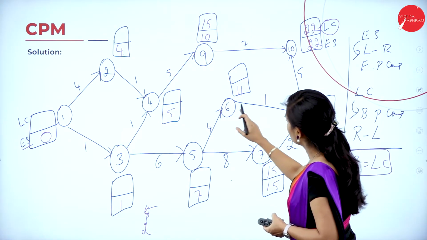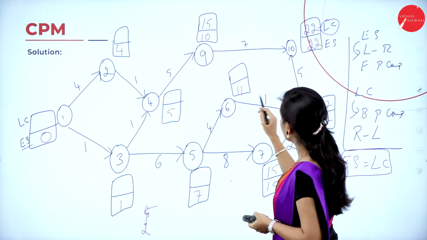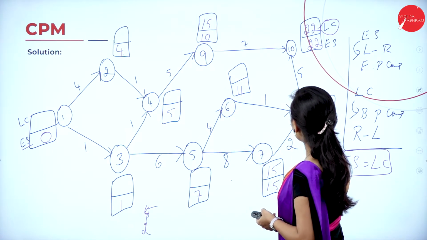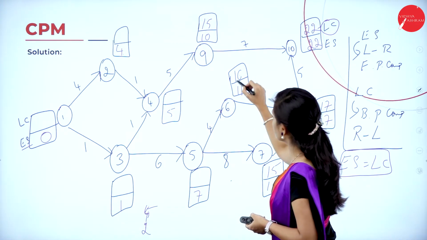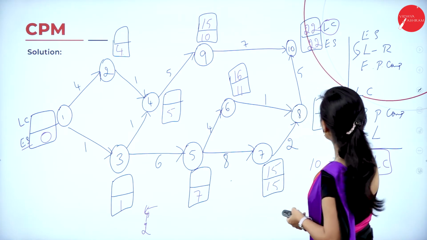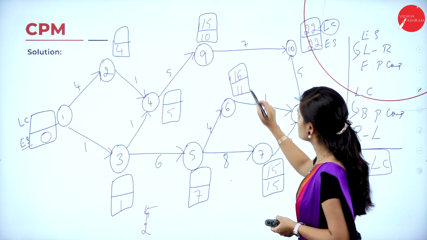And for node 6, 8 to 6. So 17 minus 1 is 16. The latest completion time is 17, minus 1 is 16.